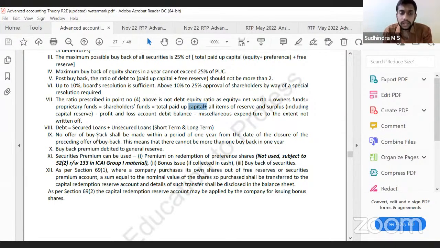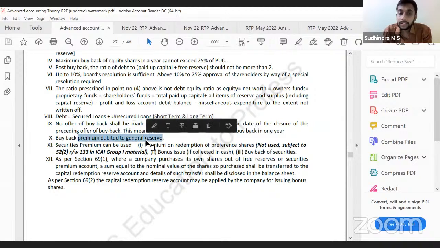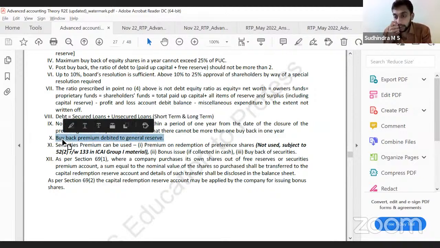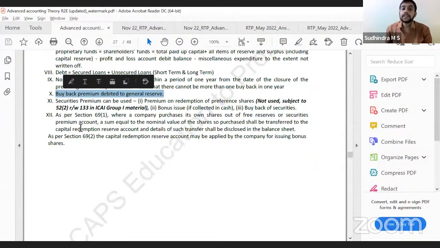Yes. Now, once a buyback is done, for the next 1 year, another buyback is not possible. Buyback premium should be debited to general reserve. Now, can we use securities premium to write off buyback premium payable on buyback? Yes, sir. Yes. Now, with regard to utilization of securities premium, there are 3 scenarios for us.